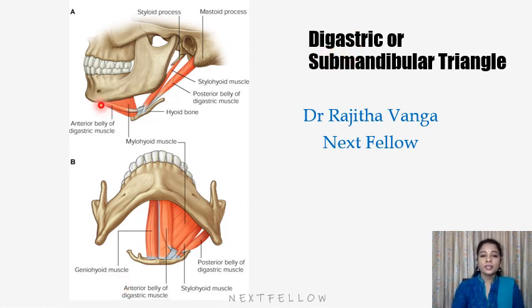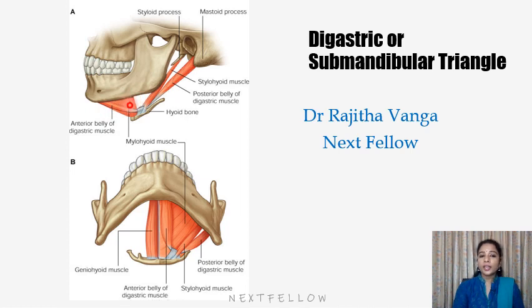So we can see it is bounded anteriorly by anterior belly of digastric, posteriorly by posterior belly of digastric and stylohyoid muscle. And the base of the triangle is formed by the base of the mandible and imaginary line from the angle of mandible to the mastoid process. This forms the base of digastric triangle. And apex is towards the hyoid bone. It is pulled down towards the hyoid bone. So this triangle is the digastric triangle.